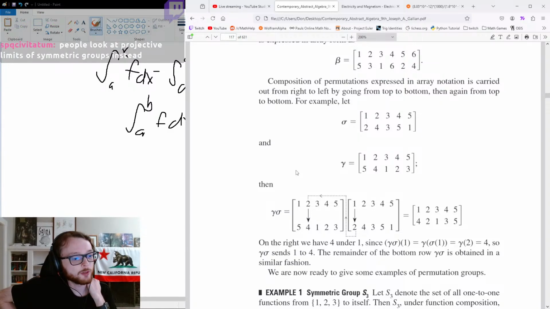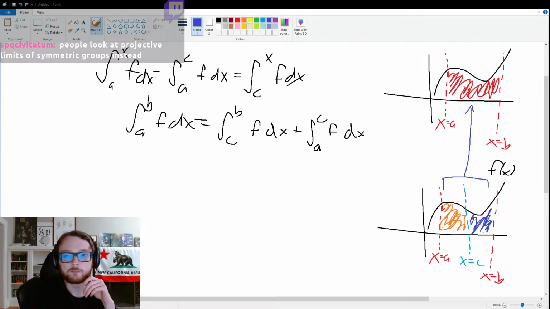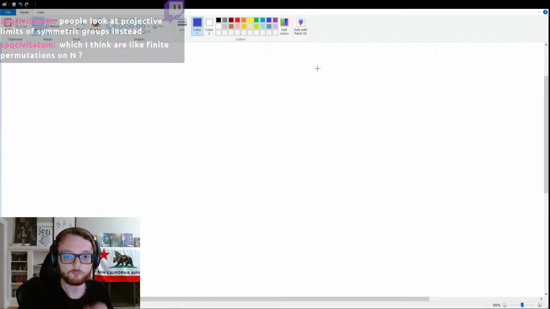What's the difference between a Darboux definition of an integral and a Riemann definition of an integral? That's a good question. So they're very, very similar.